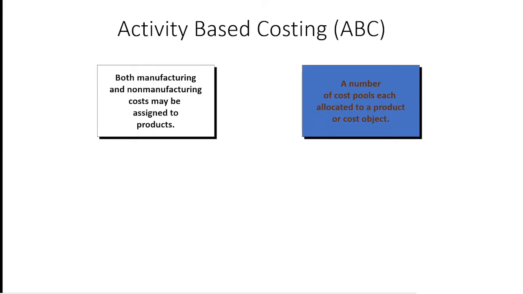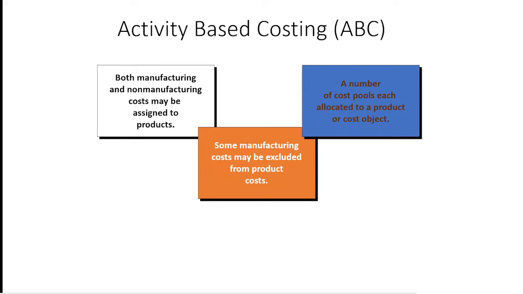Then there are a number of cost pools that we create in order to allocate the cost to the product, which we call the cost object. Then some manufacturing cost may be excluded. For example, if those manufacturing costs are not related with any specific activity identified by activity based costing, they may not be allocated to the product at all. We may have to incur those manufacturing costs, but they may not be allocated to the products because they are not directly related with the products. Rather, they may be allocated as other costs.